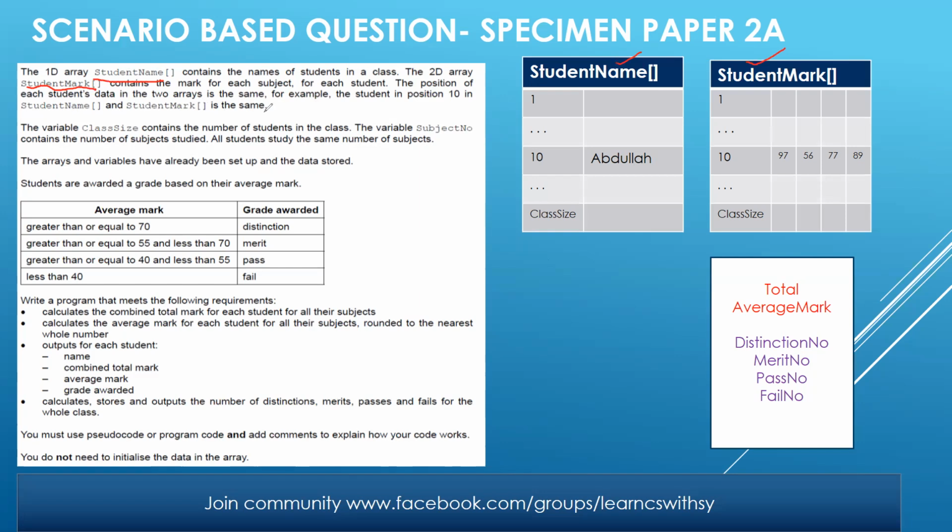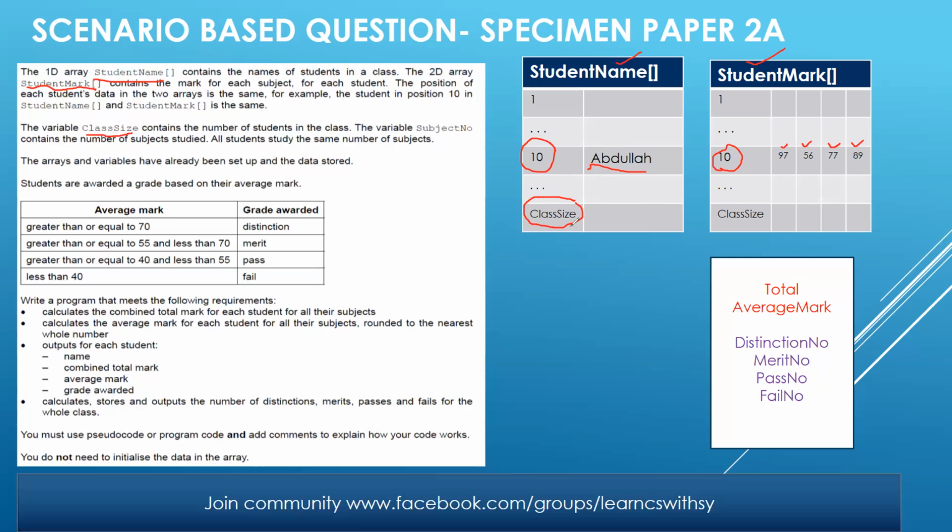Now remember, this is very, very important that definitely if a student is positioned at position number 10 and his name is Abdullah, then all the details, all the marks are for Abdullah. It's not possible that you have some other student's marks along with the name. And that makes sense. The variable class size contains the number of students in the class. So you can see here the class size is again a value that may vary from situation to situation. Maybe in one class there are fewer students, and in another class there can be more students.